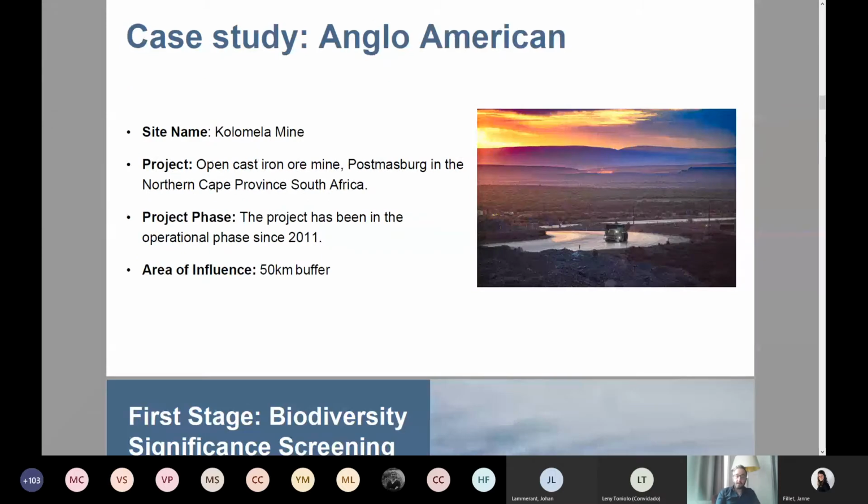So to present one of our case studies in a bit more detail, we've been working with Anglo American as part of this project, and they have been piloting the methodology at their Kolomela mine in South Africa, which is an open cast iron ore mine. They've been doing this in part supported by Fauna and Flora International, who have an ongoing understanding of the site, having worked there on a number of other projects in the past. The mine itself has been operational since 2011, and we've identified as a precaution an area of influence of 50 kilometers around the site where there may be potential impacts on biodiversity. If you move to the next slide, please.